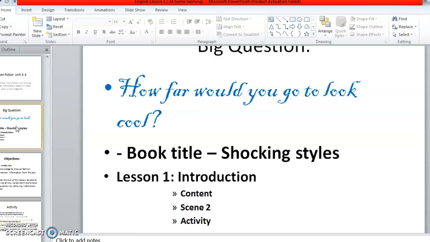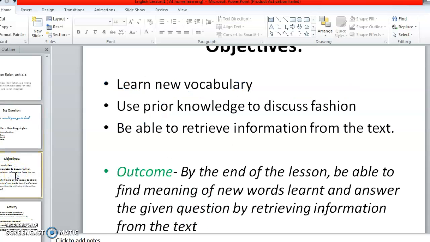Now, our first lesson is going to be an introduction. Then we're going to look at why we need a table of contents. Then we will go straight to the second screen, and then we will do our activity after that. We have a few objectives. One, to learn new vocabulary that we can always use. Then use prior knowledge to discuss fashion, which you're going to do with your family. Then be able to retrieve information from the text to answer questions.